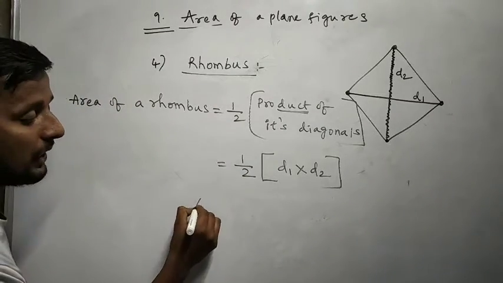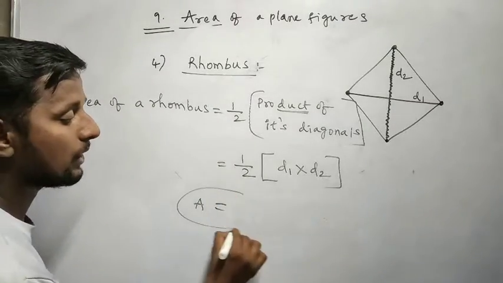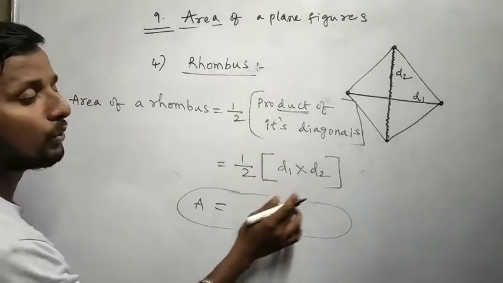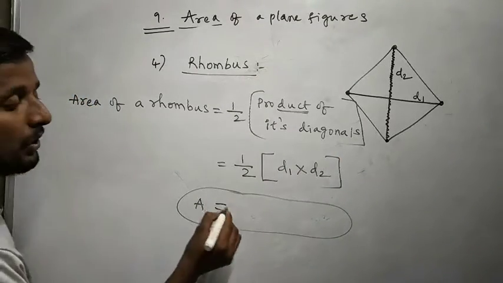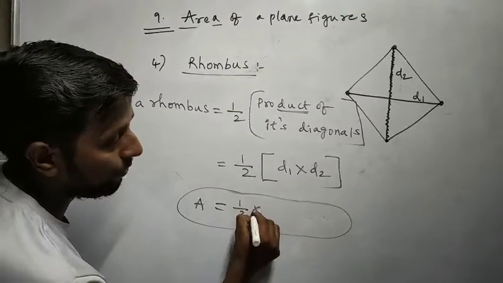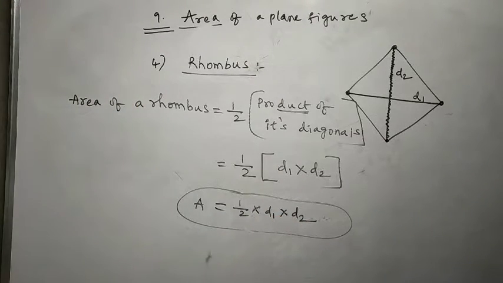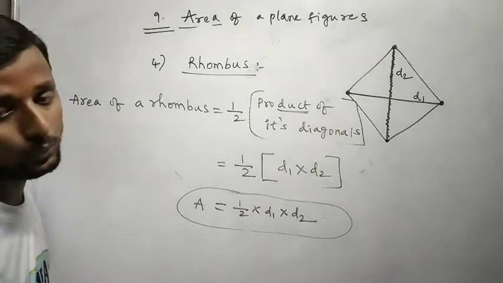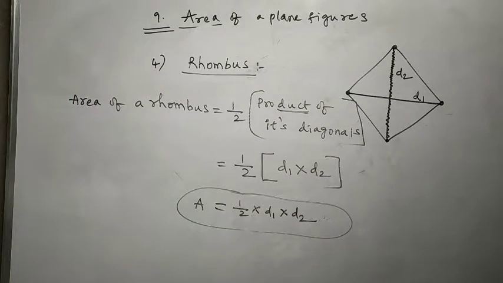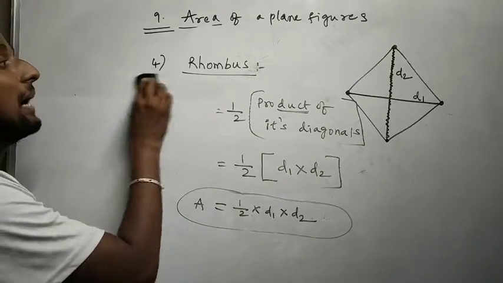If you take one more step, area is equal to, brackets also represent multiplication, so I can write half into D1 into D2. This is the area of a rhombus formula. So if you want to find the area of a rhombus, you need diagonal 1 and diagonal 2. Got it? Okay. Next we will see the parallelogram.